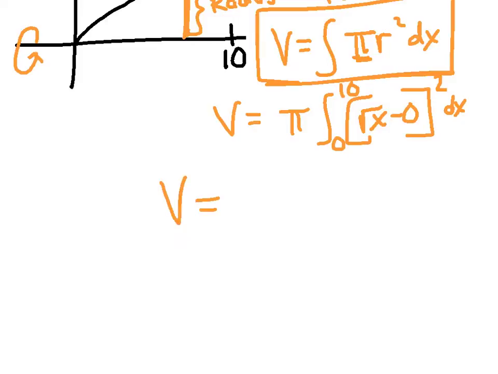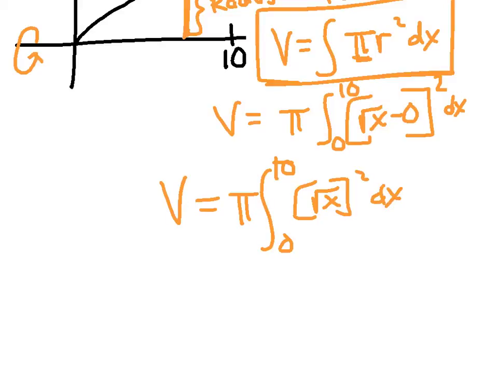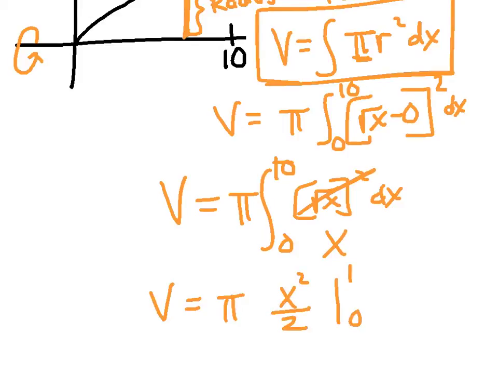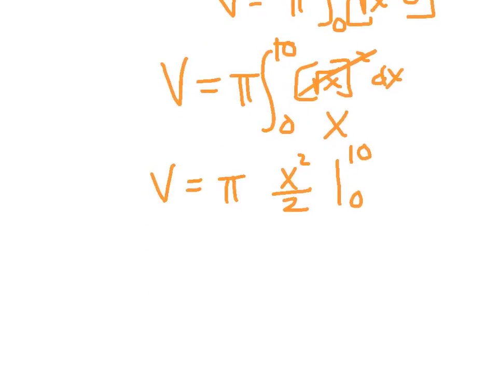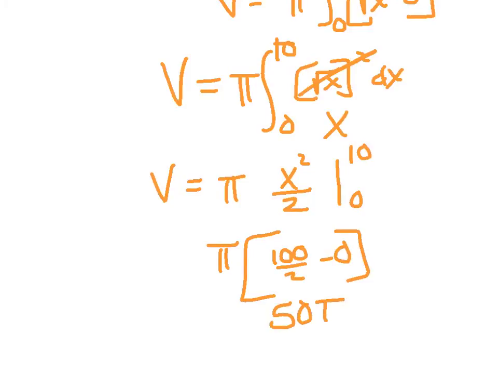So I'm going to say volume equals pi, the integral from 0 to 10. Oops. Radical x minus 0, of course, is just radical x. And if I square radical x, I just get x. So I'm going to integrate. I'm going to leave my pi out front. The integral of x is x squared over 2 from 0 to 10. Quickly plug in my upper minus lower. Again, I'm going to keep my pi out front. That's 100 over 2 minus 0. So I get a final answer of 50 pi.